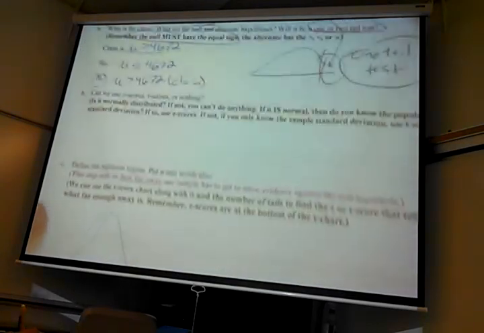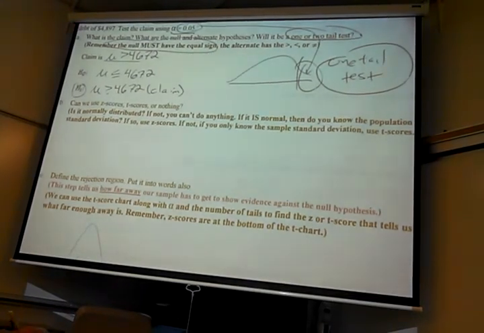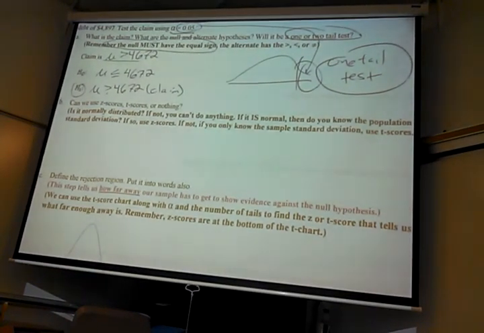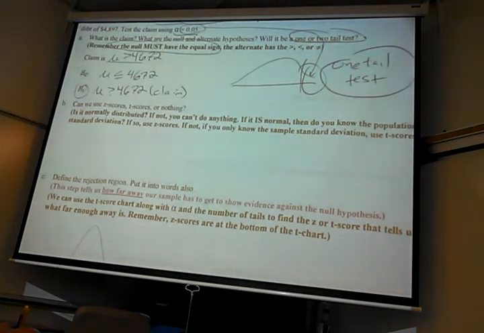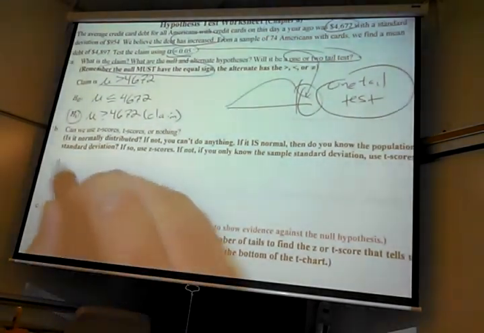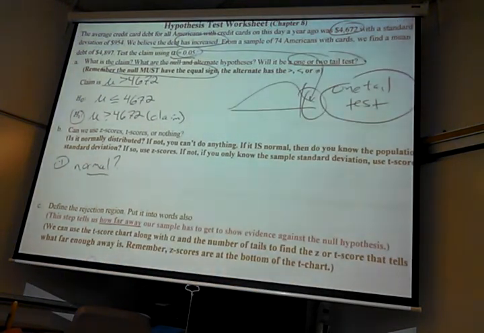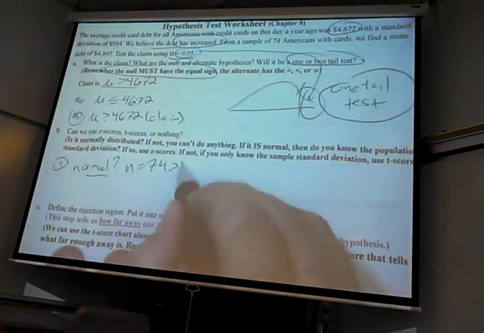Now, I didn't talk about B yet because B is pretty straightforward. Step two, can we use z-scores, t-scores, or nothing? And this is where you have to be careful about which piece really tells me. Now, step number one, is it normal? Would we have a normally distributed set of sample means from this problem? Why? Because the sample's greater than... Yeah, exactly. I got 74 people. So n is 74, bigger than 30. Check.